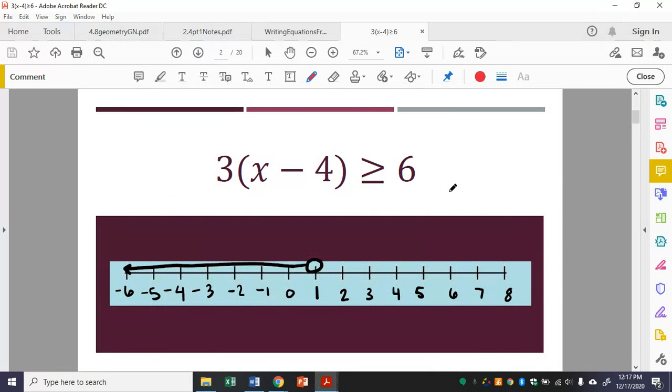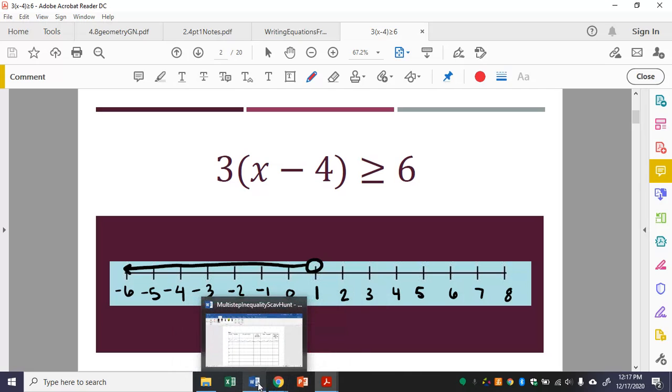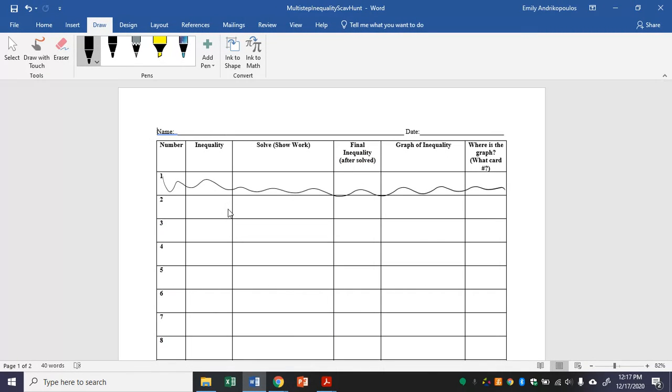So I see this inequality 3 times x minus 4 is greater than or equal to 6. So what I want to do is go to number 2 on my paper, and in my first box here, I want to write that down. So it was 3 times x minus 4 is greater than or equal to 6. Okay. Once I write down my inequality, I want to be able to solve it. I'm going to distribute. We would say 3x minus 12 is greater than or equal to 6. You can add 12. You get 3x is greater than or equal to 18. And when you divide by 3, you'll end up with x is greater than or equal to 6.